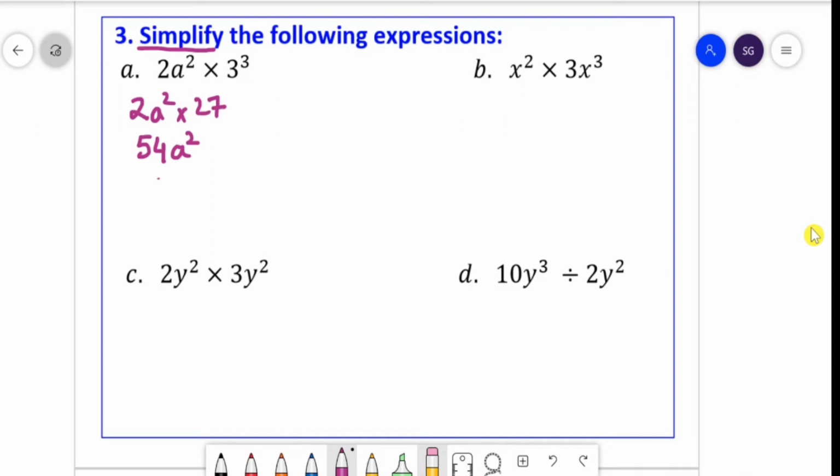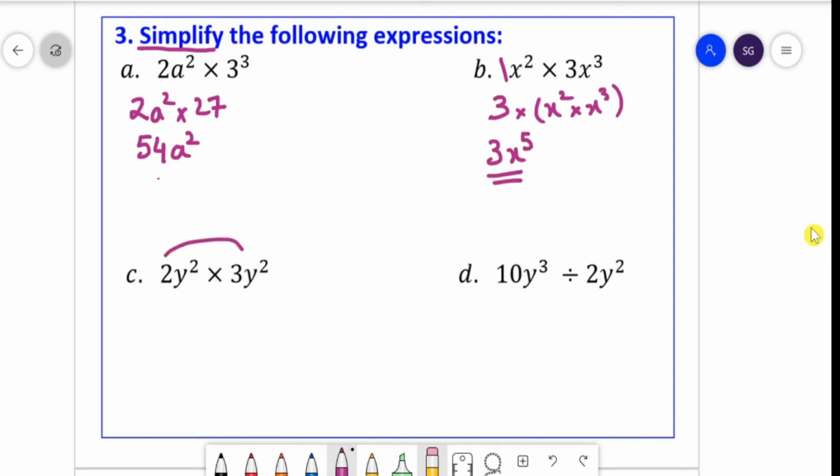Now we have x squared times 3x cubed. The numbers are 1 and 3, so the numbers are dealt with. Then x squared times x power 3. If I have to show this, this is what's happening here. So the same bases are multiplied, I will have to add their powers, and so 2 plus 3 is 5. So final answer is 3 times x to the power 5.